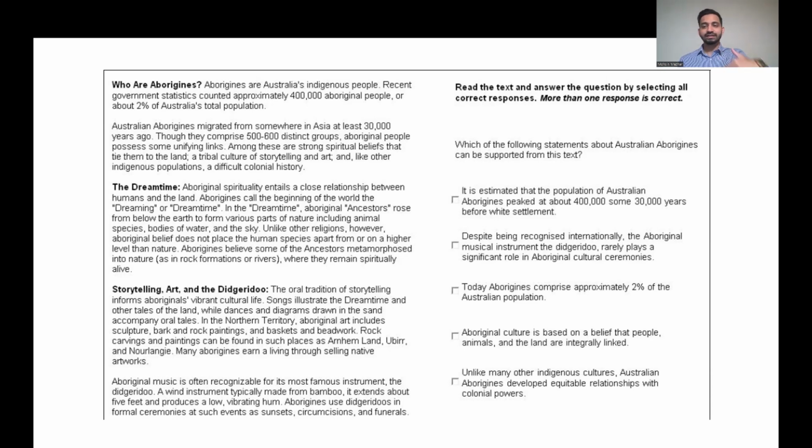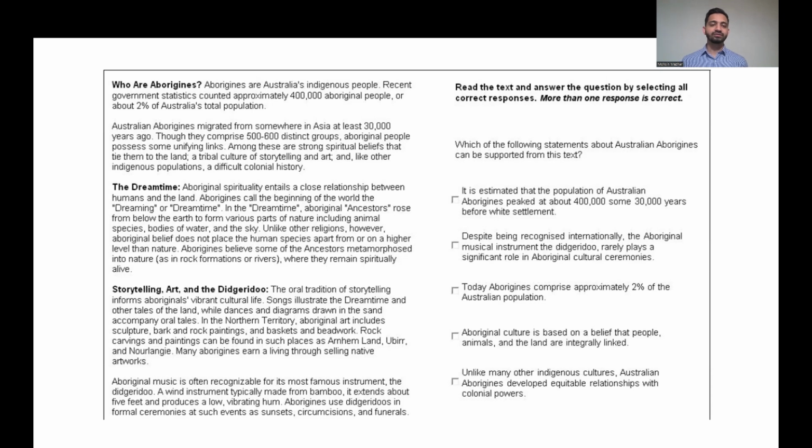So recently, their population is 400,000, not 30 years ago. So I can eliminate that straight away. The other option that I get information about is today's Aborigines comprise approximately 2% of the Australian population. I'm quite lucky here. I got 2 options straight away by reading just 1 paragraph. That is correct, because today we've got approximately 2% of Australian population that is Aborigines. All right, let's keep reading.